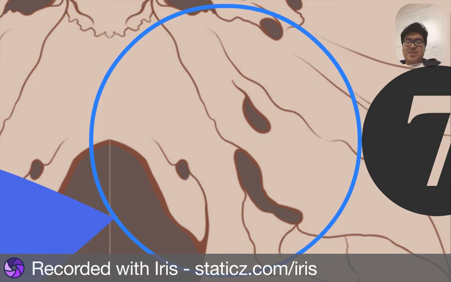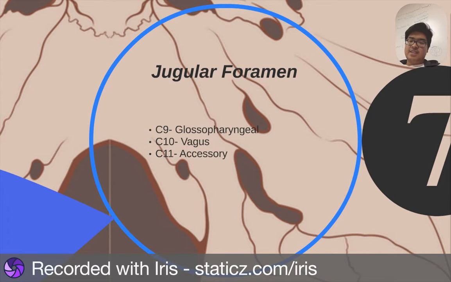Andrew? So number 7, that giant hole, is the jugular foramen. And what goes through that? The jugular foramen has 3 nerves that run through it. Those nerves are the glossopharyngeal, which is cranial nerve 9, cranial nerve 10, which is the vagus, and cranial nerve 11, which is the accessory.